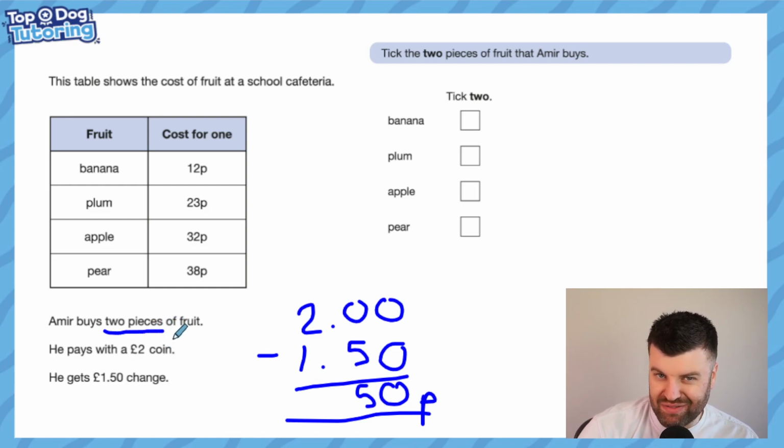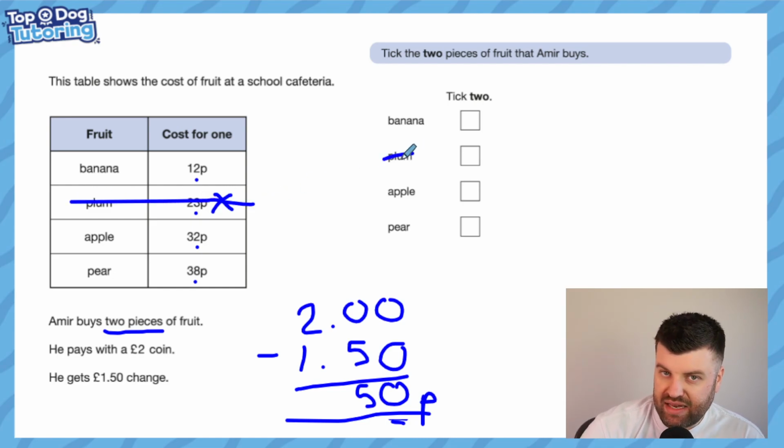Now we're going to be looking for which two do that. If you look in the ones column, we've got an 8, a 2, a 3, and a 2. If we know that 2 pieces of fruit have to add up to 50 pence, with a 0 in the ones column, it can't be 23p. The reason is that 3 plus 2 is 5, and 3 plus 8 is 11. It will never end in a 0. So it's not the plum. Get rid of it.